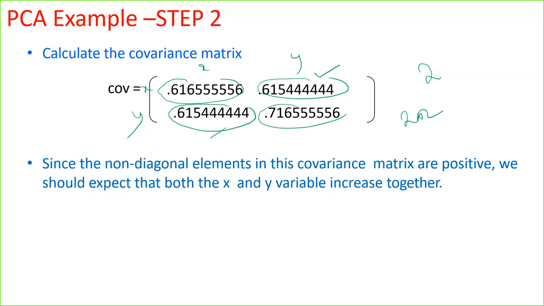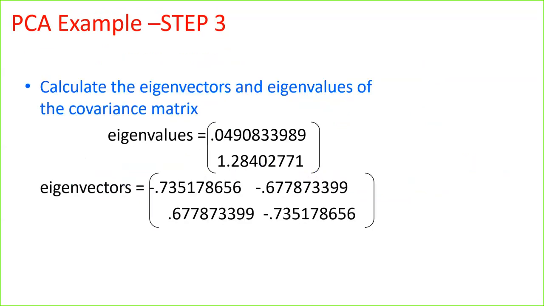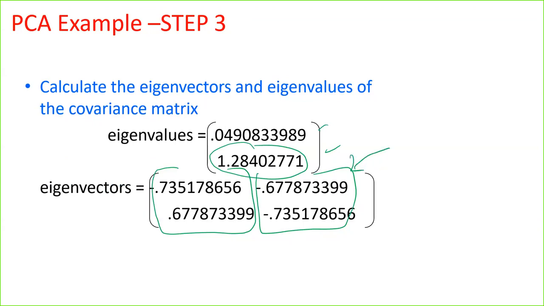Fine. So once you compute the covariance matrix, find out the eigenvalues and the eigenvectors of the covariance matrix. These are the eigenvalues and these are the corresponding eigenvectors. This is eigenvector 1 and this is eigenvector 2. Now we need to sort them based on their eigenvalues. Which is the highest eigenvalue? 1.28 is the highest eigenvalue. And what is the eigenvector corresponding to that? This one, minus 0.67787. So you bring that to the first column, which means you have to sort these eigenvectors according to their eigenvalues in decreasing order.